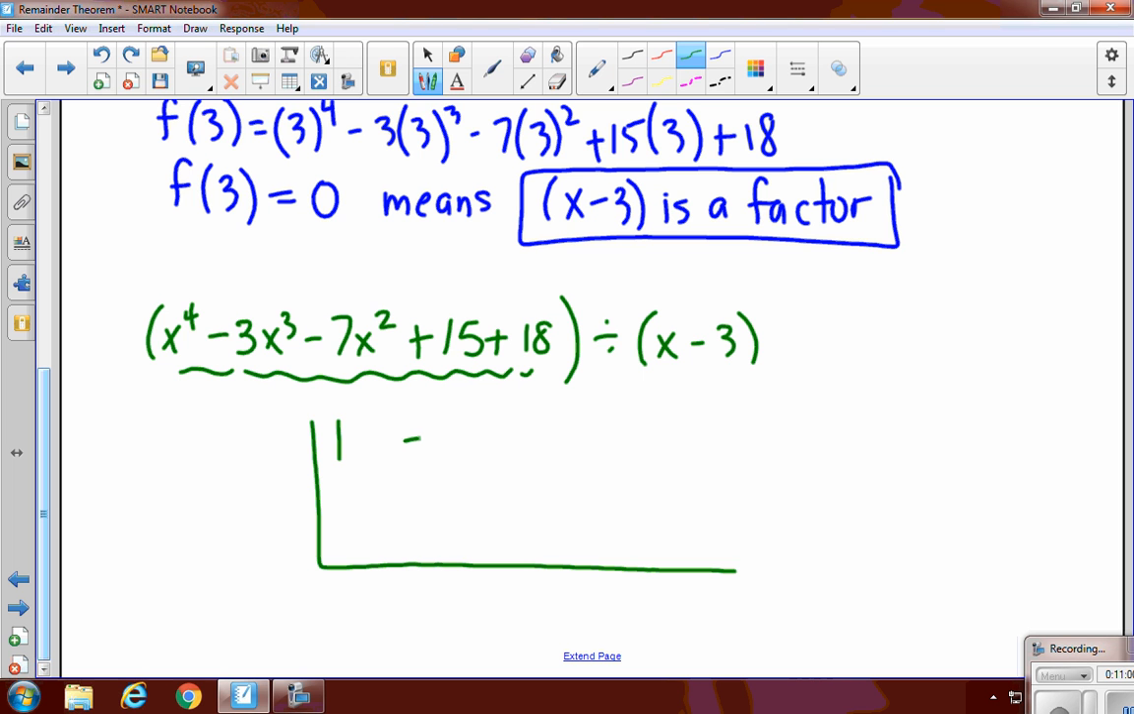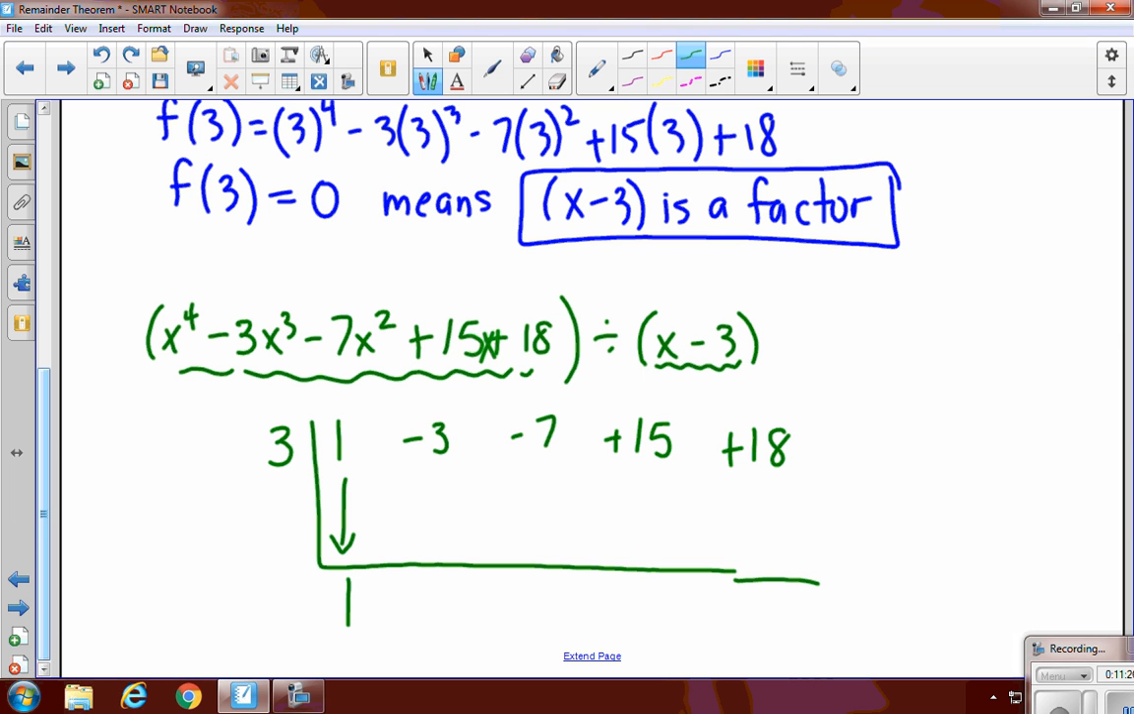So a 1, a negative 3, a negative 7. Oh, I forgot an x here, right up there. 15, and a positive 18. And we're going to try to divide this out. We put a 3 out here, and that's coming from the root of this. Always carry down the first term, and we get working.